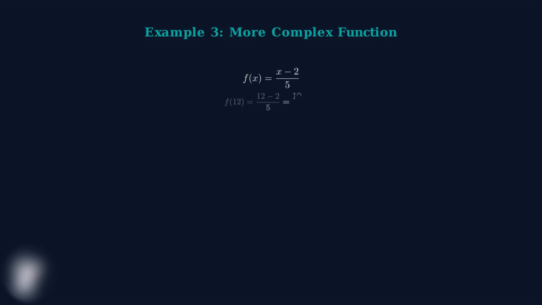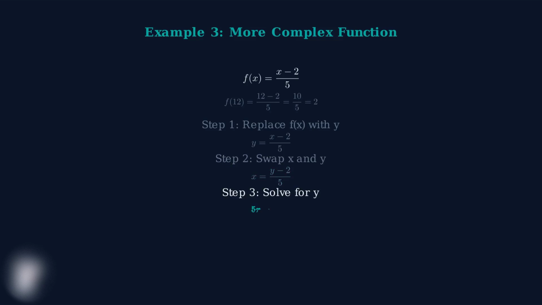Let's try one more example that's slightly more challenging. Example 3, consider f of x equals x minus 2, all over 5. This function subtracts 2 and then divides by 5. For example, f of 12 equals 12 minus 2 over 5, which equals 10 over 5, which equals 2. Step 1, replace f of x with y. Step 2, swap x and y to get x equals y minus 2 all over 5. Step 3, solve for y. First, multiply both sides by 5 to get 5x equals y minus 2. Then add 2 to both sides to get y equals 5x plus 2.